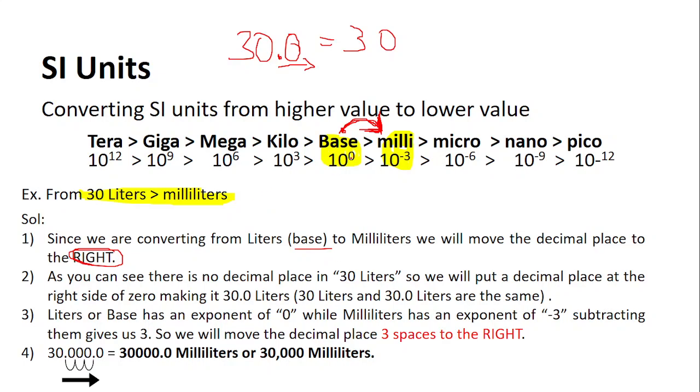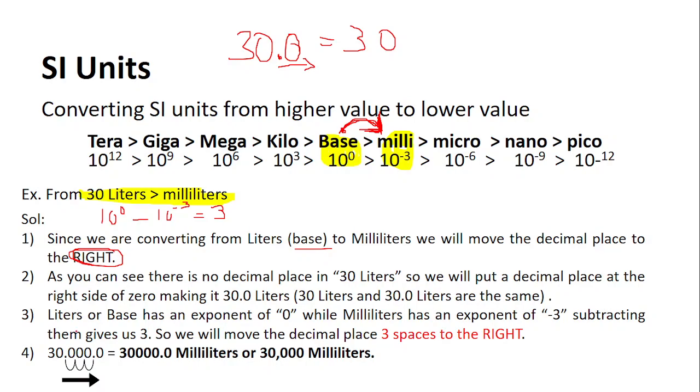Okay, so 30.0 liters: the exponent is 10 raised to 0. Milliliters is 10 raised to negative 3. So 0 minus negative 3, your answer is 3. So 0 minus negative 3, 3 is our final answer. Okay? So we know that we move the decimal place 3 spaces to the right.